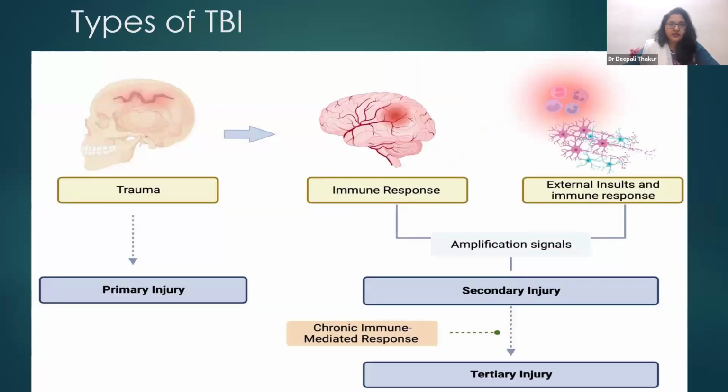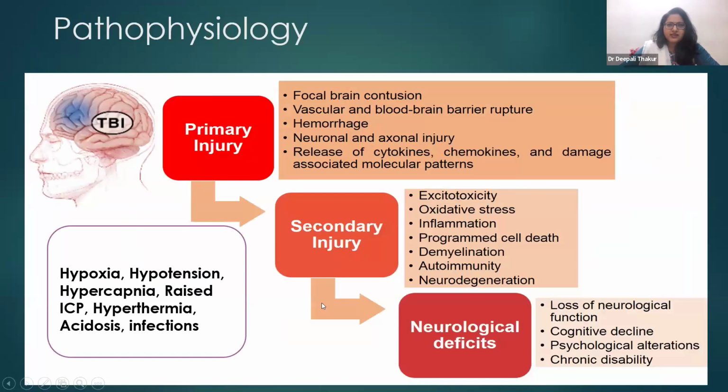Okay, so let's see our pathophysiology. Again, coming back to types of injury, the direct trauma leads to the primary type of injury. The trauma happens and that leads to primary traumatic brain injury. But the after-effects of this trauma lead to activation of the immune system, external insults, and inflammation, all of which get amplified and lead to secondary brain injury, and a chronic immune-mediated response leads to tertiary brain injury. So let's see in detail.